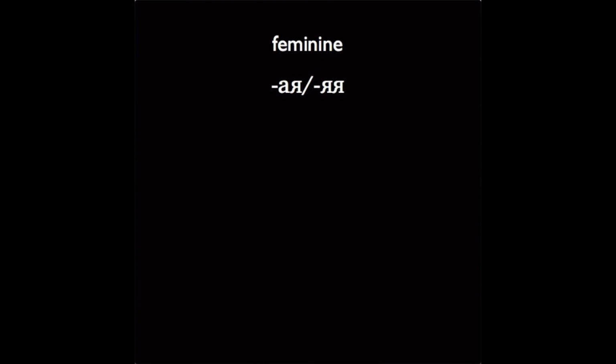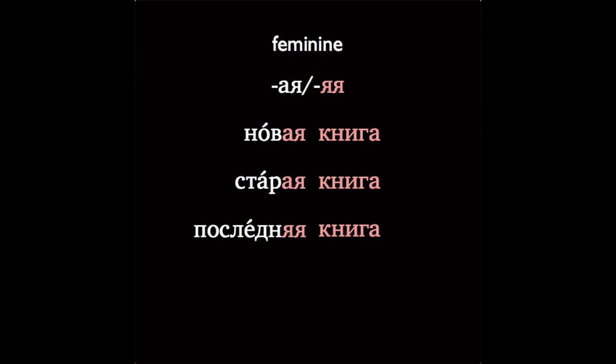To describe those, we'll need a feminine adjective ending, and we'll spell it as ая or яя. The letter а follows hard consonants, so we'll use that one after stems that end in a hard consonant. Новая книга, старая книга. The letter я shows that the preceding consonant is soft, so we'll use that spelling яя after stems that end in a soft consonant. Последняя книга, синяя книга.